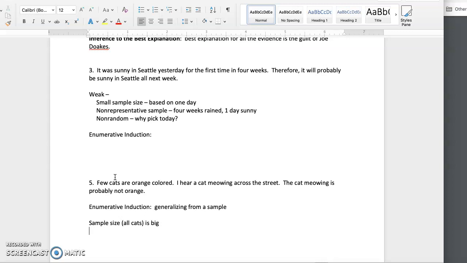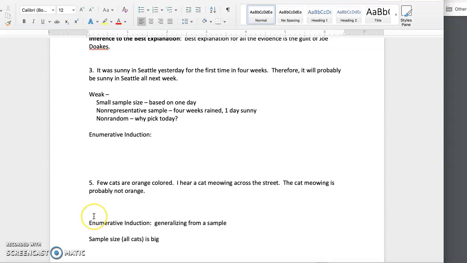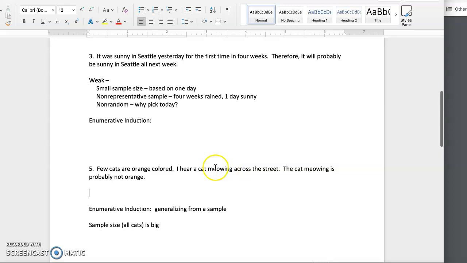And the cat meowing across the street is certainly random. I mean, you're just picking the random cat that's meowing across the street. But there's only one cat that you're picking, right? So in a way, this looks like a very weak argument because it looks like you're generalizing from one case, right? The cat across the street. But in a sense, it's a strong argument because of the first premise that says few cats are orange colored. So it kind of depends on what we mean by few, right?